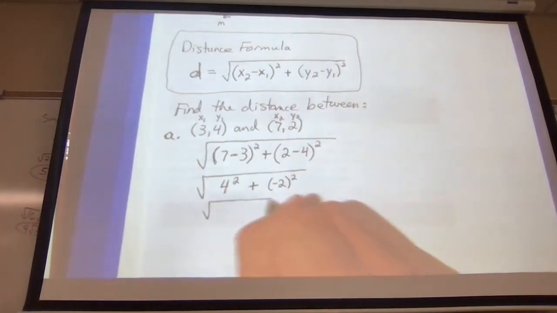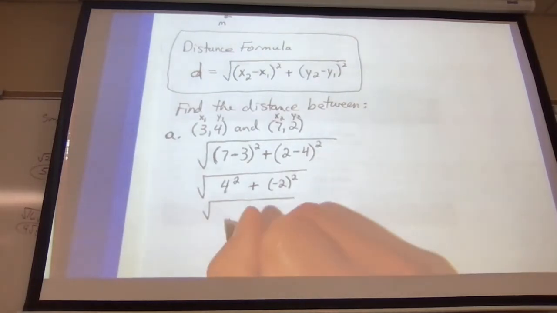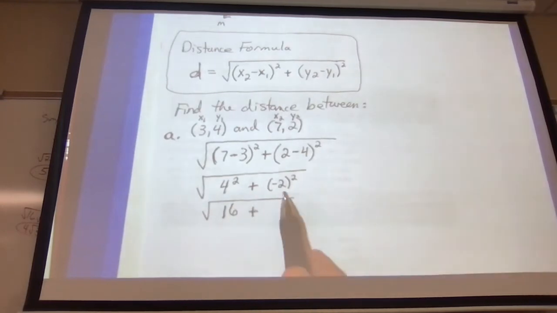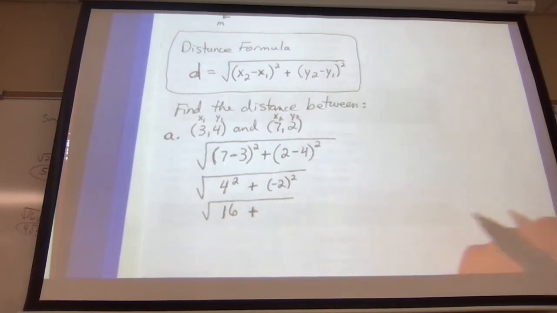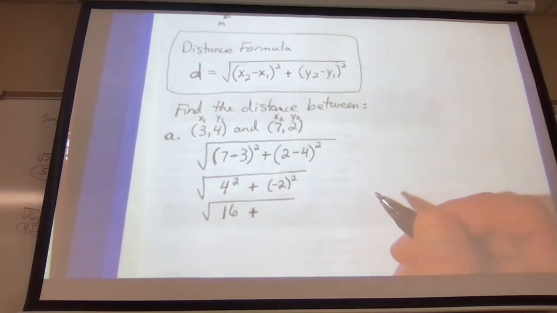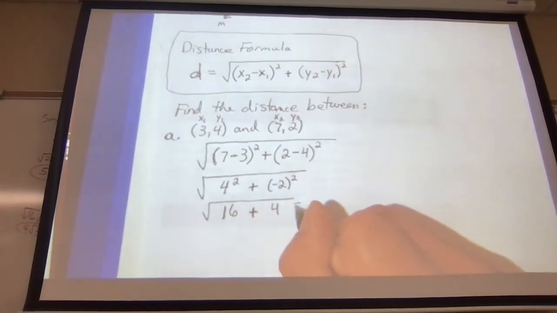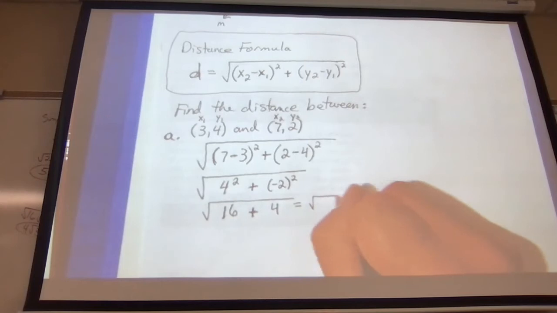It's just a matter of simplifying. What is 4 squared? 16. 4 times 4 is 16. Careful here. What's negative 2 squared? Negative times negative. It's a positive. So negative 2 squared is positive 4. You add those two together. 16 plus 4 is 20.